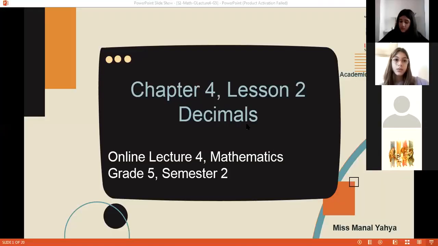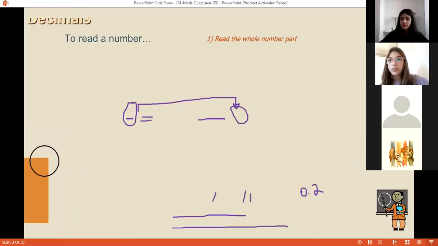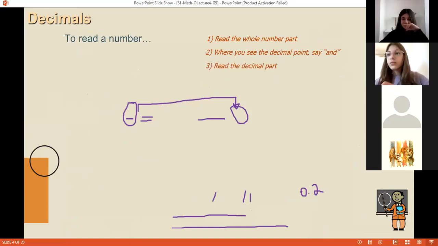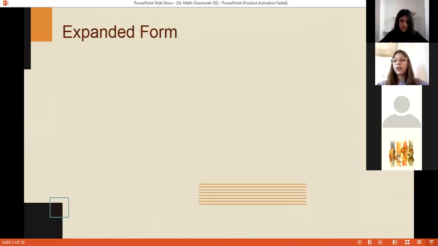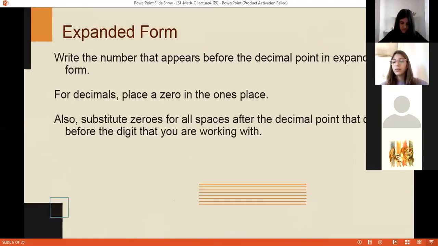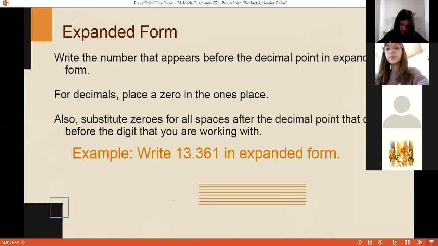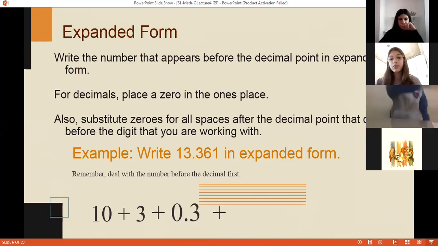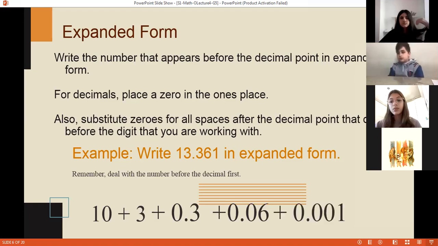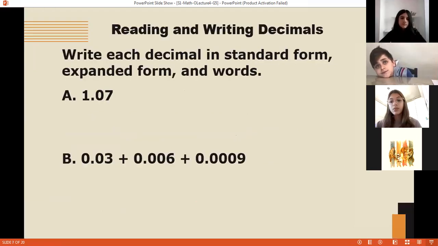So we already learned how to write in word form. We read the whole part, then we put "and" instead of the point, then we read the decimal part followed by the column that we reached. Now we start the expanded form. For example, if we have 13.361, we start with the whole part, 10 plus 3, then the decimal part digit by digit: 0.3 plus 0.06 plus 0.001. Each number we write in expanded form and in word form.